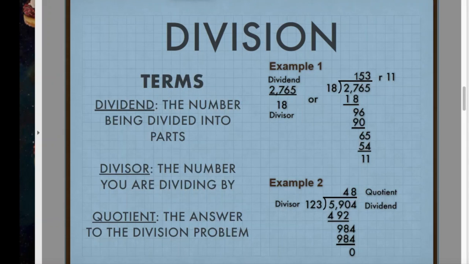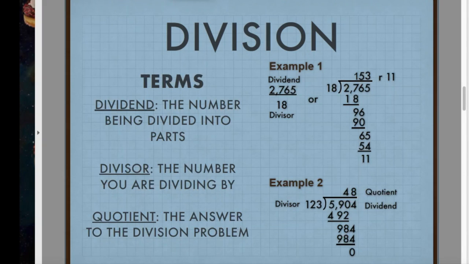Okay, let's look at example 1. It shows the dividend on top of the fraction. Okay, 2,765 is on top, 18 is below. What we're going to do is we're going to take that 2,765 and we're going to drop it down. And we're going to divide 18 into 2,765. Now, before we can do that, 18 will go into 27 one time.